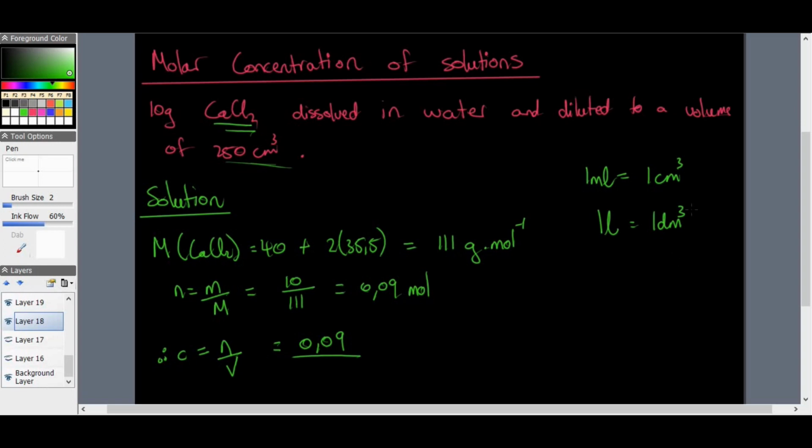So 500 milliliters is half a liter. Alright, that makes sense? Am I right? Yes, 500 milliliters is half a liter, as 1,000 milliliters is 1 liter. So we divide still by 1,000. So 250 divided by 1,000 is 0,25 decimeters cubed. And if we do that, our answer will be 0,36 mole on top, because that's the mole, and volume is in decimeters, so mole per decimeter cubed. Now that is the concentration of a solution in a grade 10 example.